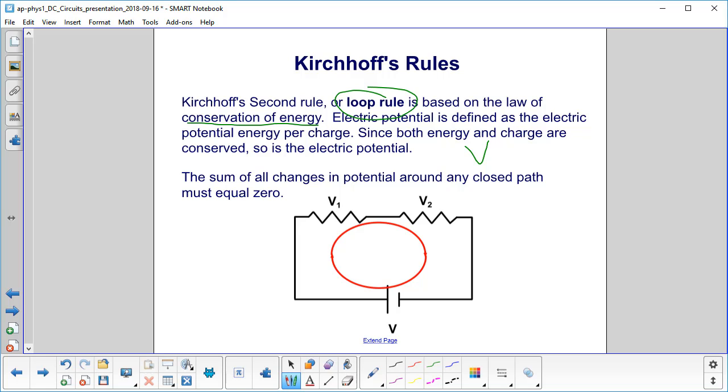So the sum of all changes in potential around any closed path, and that's important, you have to come back to where you started, must equal 0. So if you start here, go all the way around, V1 plus V2 has to equal V.